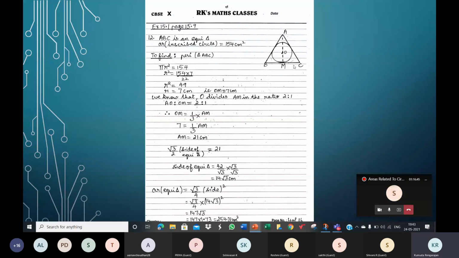Now the medians and the altitudes will go through the same point. You can even make a note of this, write on this. The point of concurrence of the altitudes of a triangle is called the orthocenter. Medians is called centroid. Altitudes is called orthocenter. Write down that. Medians, centroid. Altitudes, orthocenter. Ortho.